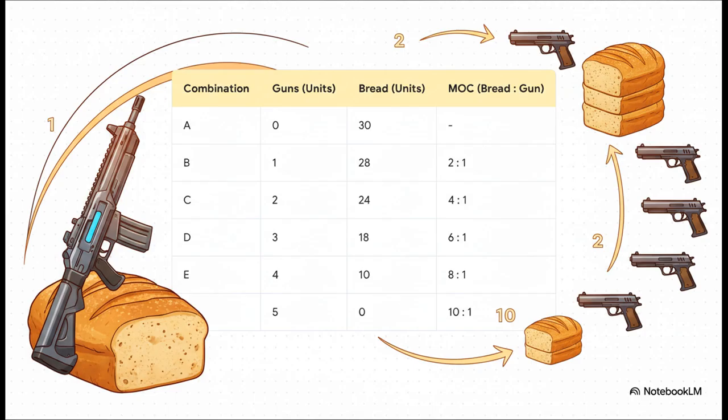That's because resources aren't perfect substitutes. The people and factories best at making bread are the last ones you move over to making guns, so you lose a ton of bread for just one more gun. That is increasing MOC, and that is why the PPC is concave.